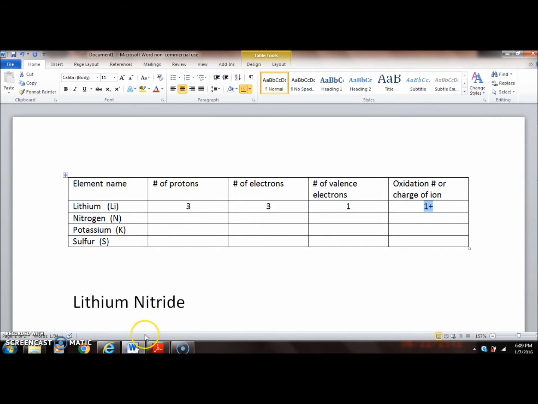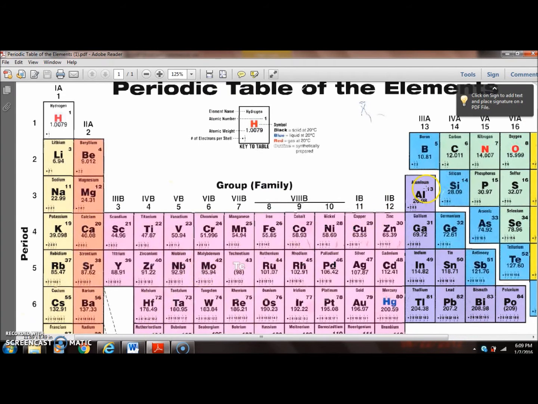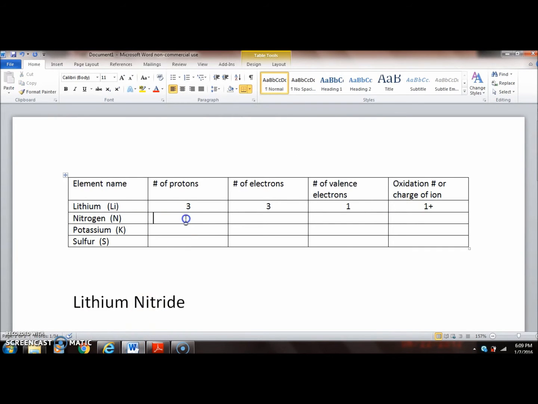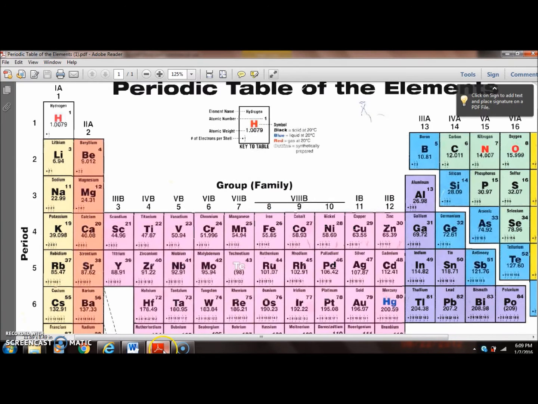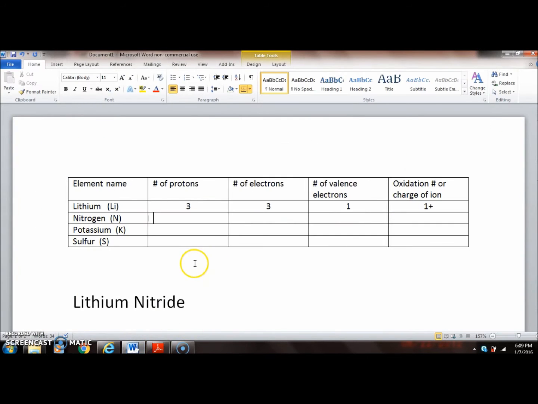So let's go back and find nitrogen now. You can see nitrogen's over here in group 15. It's got 7 protons. We know that because the atomic number is 7. 7 electrons, and its valence shell has 5 electrons. So let's go back and fill in our chart. So nitrogen has 7 protons, which also means it has 7 electrons. Number of valence electrons is 5.